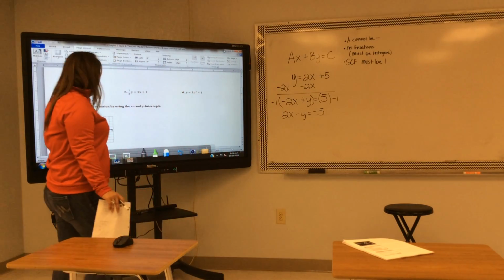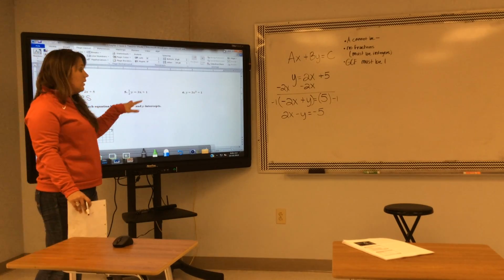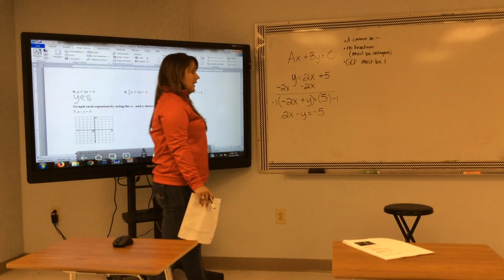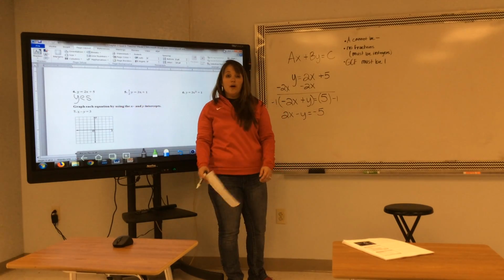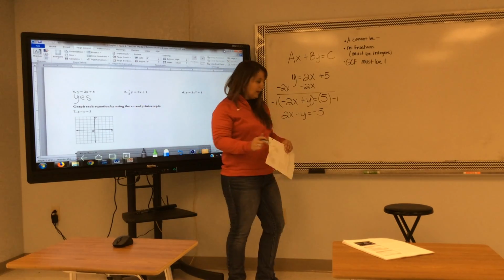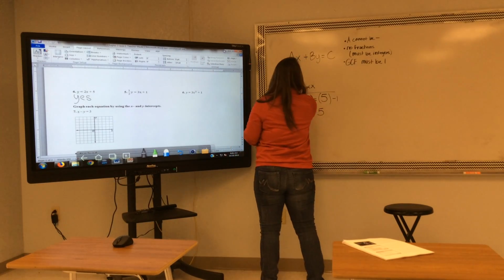I don't have enough room to write it on here with the board, but 2x minus y equals -5 is the standard form for number 4. Okay? Looking at number 5.